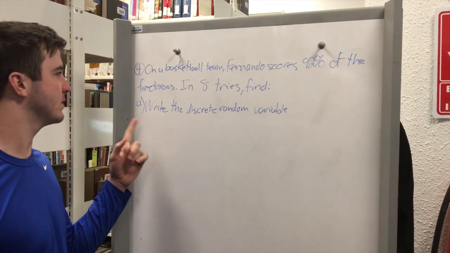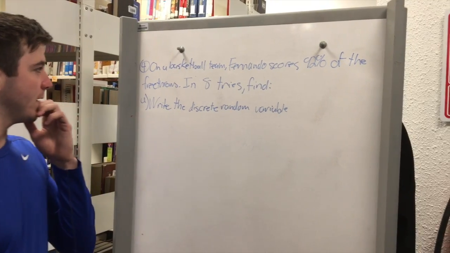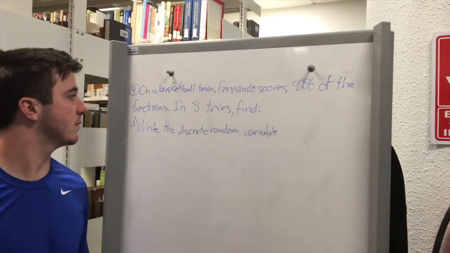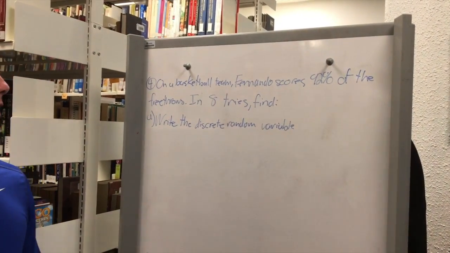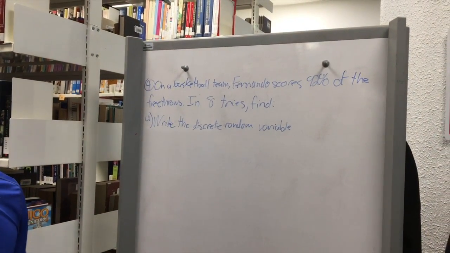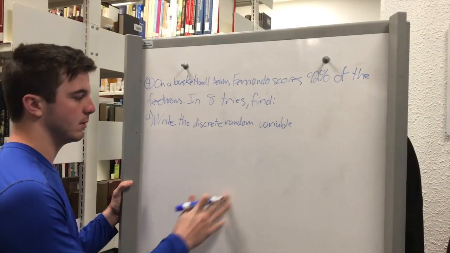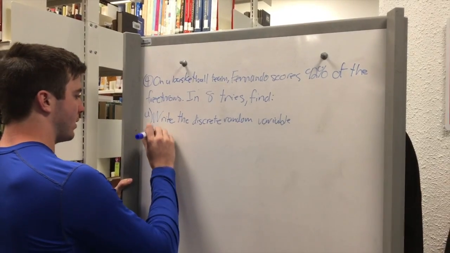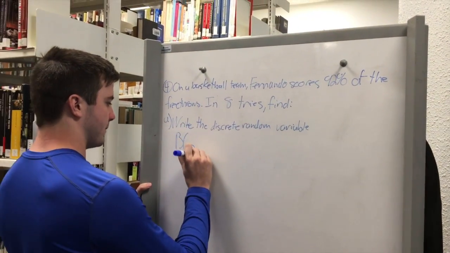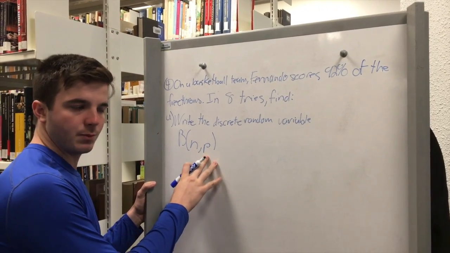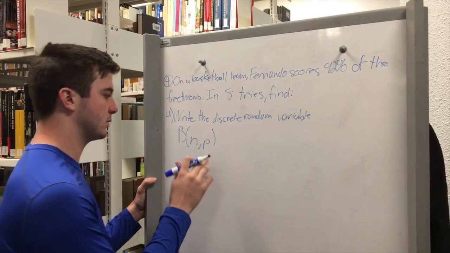Hi, this is one of the problems that we have to solve, and it's on a basketball team. Fernando scores 92% of the free throws. If he tries 8 times, you have to find letter A, write a discrete random variable. For a discrete random variable, you will have to use this format. N represents the number of tries, and P represents the percentage of success.